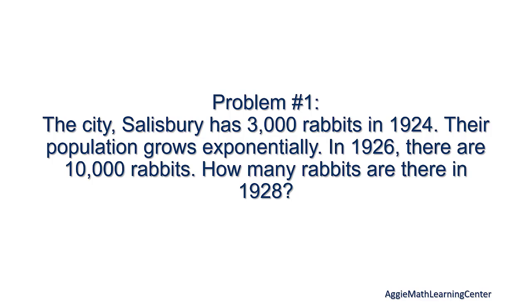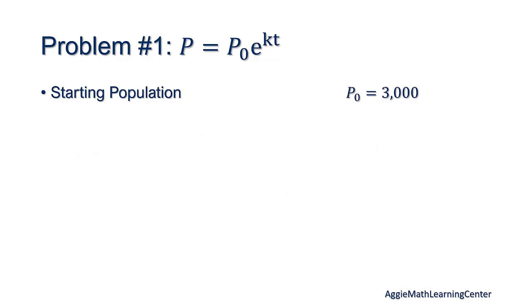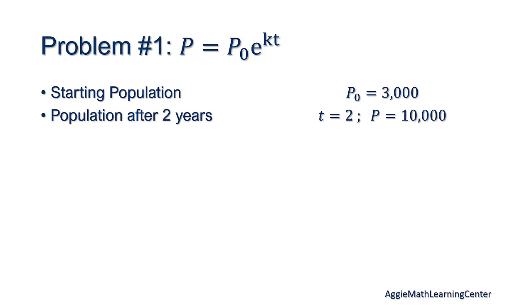The first thing to remember is that this is dealing with exponential growth. So we want to be using the equation P equals P naught times e to the k times t. Now let's identify the information given in the problem. Our starting population is 3,000, so P naught equals 3,000. After 2 years, our population is at 10,000, so we can use t equals 2 and P equals 10,000. Therefore, the only thing we don't know is k. We can solve for that first and then figure out how many rabbits there are after 4 years.